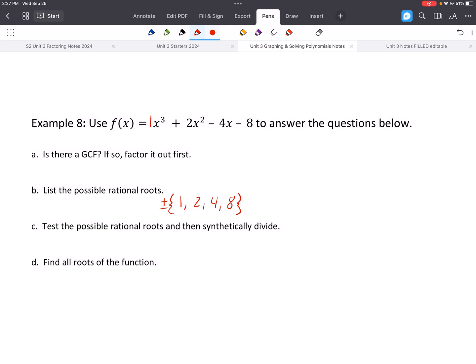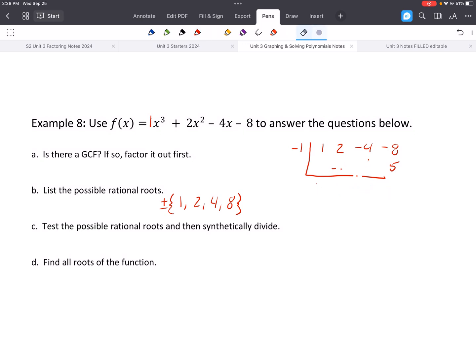So let's try 1 and write down the coefficients. Okay, bring it down, would multiply, add, multiply, add, multiply, add. So that doesn't work. So I'm going to just erase. And I'm going to try -1. So multiply, add, multiply, add, multiply, add. And that still doesn't work.